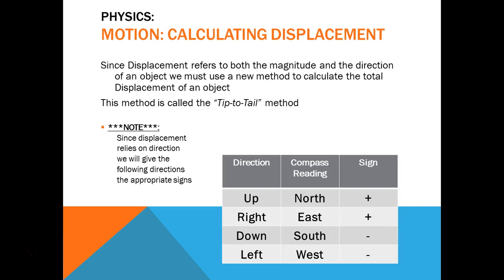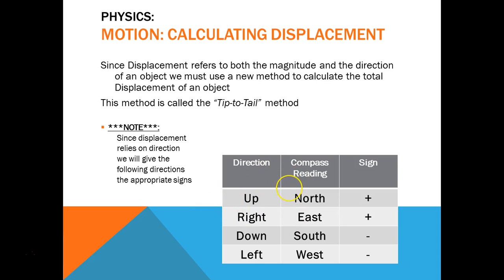If we want to calculate displacement, this is different. We have both the magnitude and the direction, but we have to use vectors. Here's some important information in this table you may want to write down. We need to know what the signs are to assign for our math.